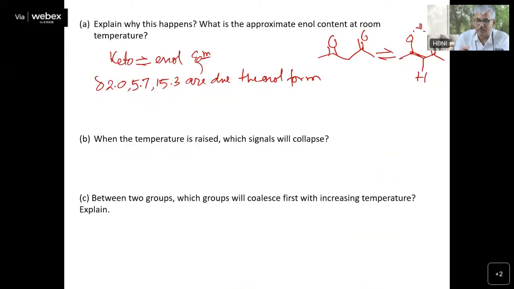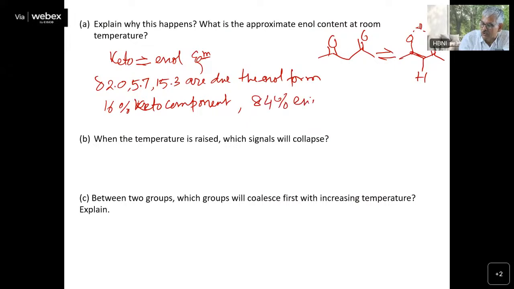So what is the percentage of enol form? From that integration itself, you can tell that there is 16% keto component. So automatically your remaining 84% will be your enol. So enol is the major form. From the spectra, from the chemical shift, you should be able to tell.